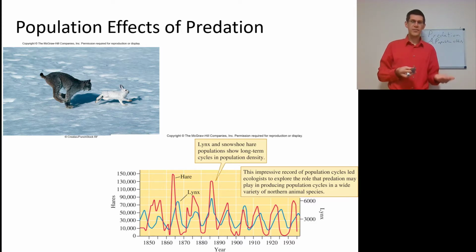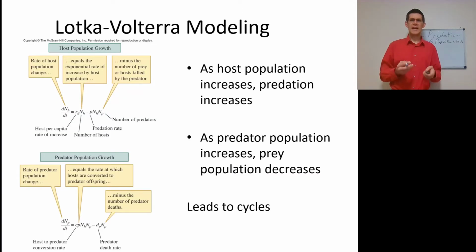Now, they are a little offset because hare and lynx have slightly different reproductive patterns. They have different levels of Rmax. Clearly, the hare is going to have a higher Rmax than the lynx, being a smaller organism that, well, they reproduce like rabbits. So you'll see these population cycles, and this impressive record really led ecologists to ask, is there a way to mathematically model this? And that is where we get the Lotka-Volterra modeling equations.